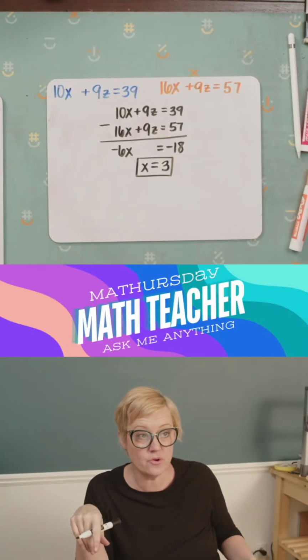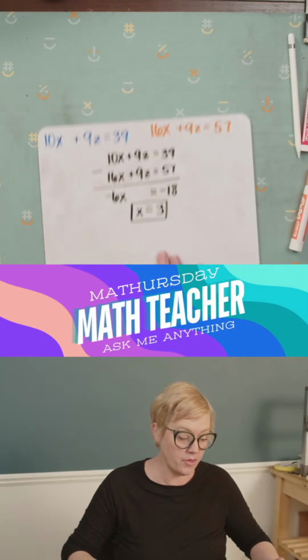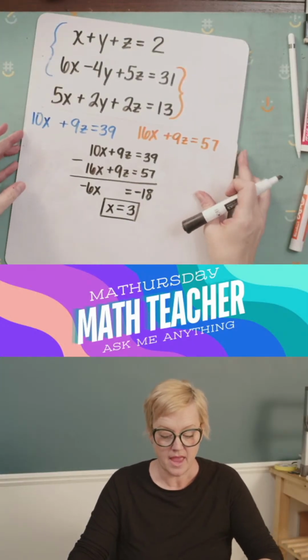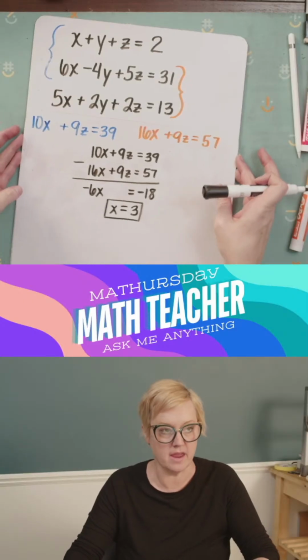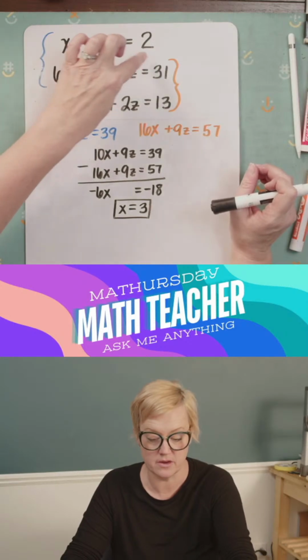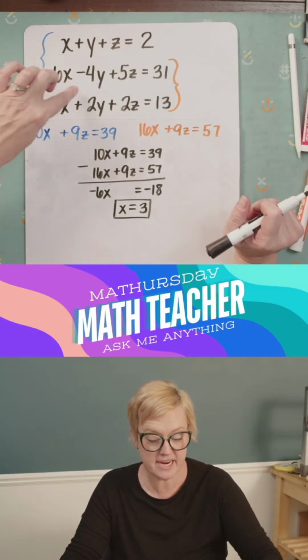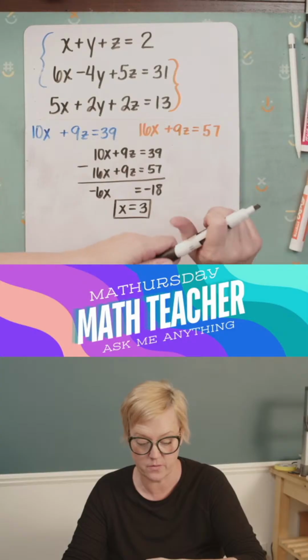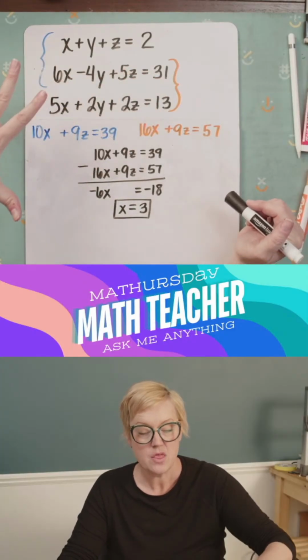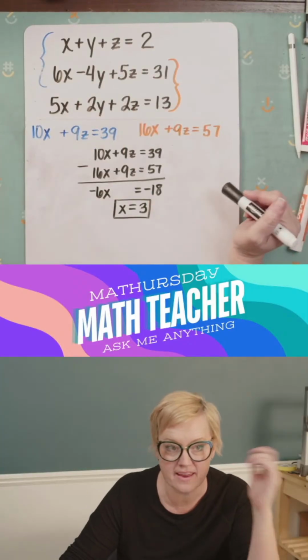Now what I can do is go all the way back to my beginning system, and I can substitute in 3 for my x's. So I can do 3 plus y plus z equals 2. I can do 18 minus 4y plus 5z equals 31. I can do 15 plus 2y plus 2z equals 13. Then I can go through and get my solution.